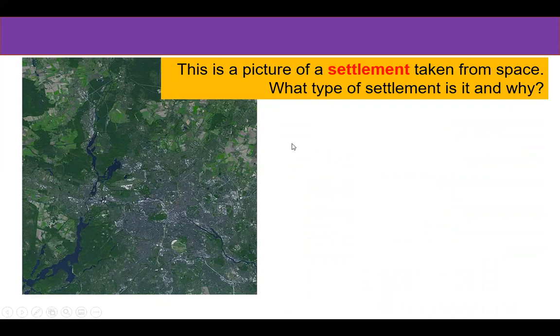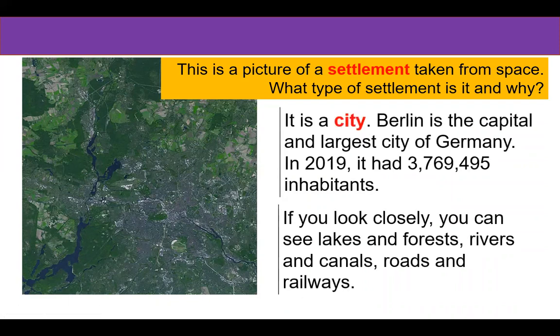This settlement is a city. It is Berlin, which is the capital and the largest city in Germany. In 2019, it had 3,769,495 inhabitants. And if you look closely, you can see lakes and forests and rivers and canals that are coming out of the city, as well as roadways, railways and roads as well.